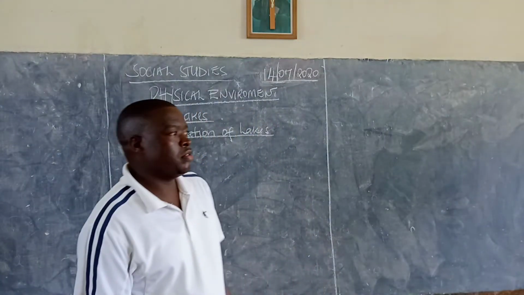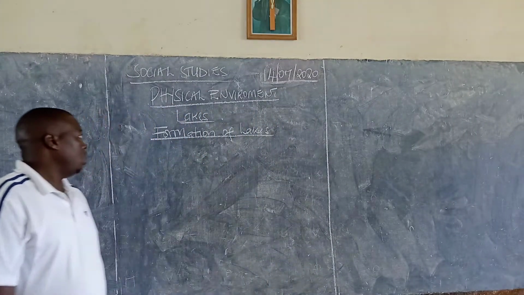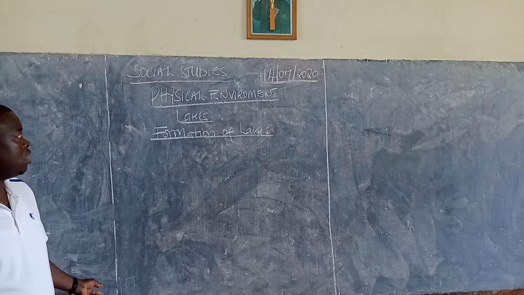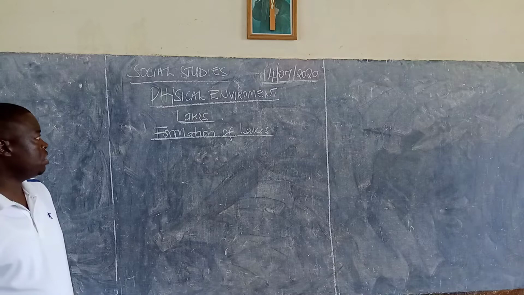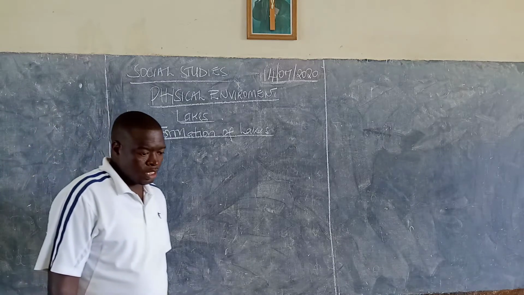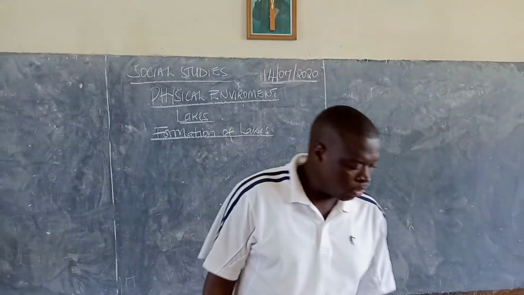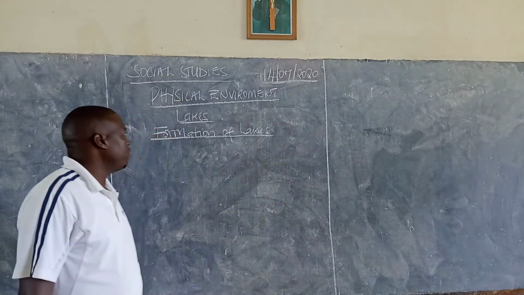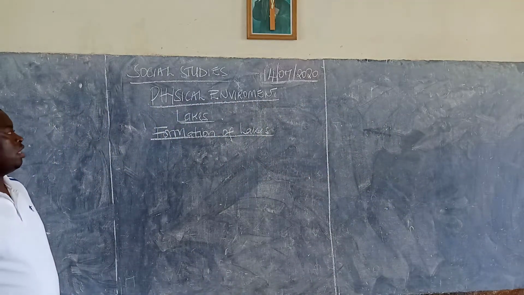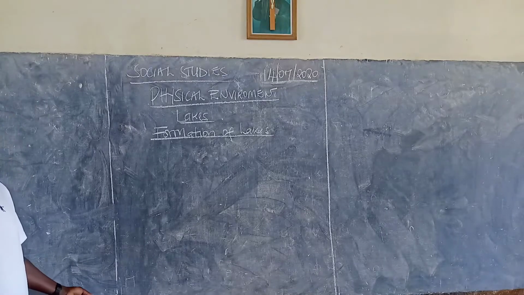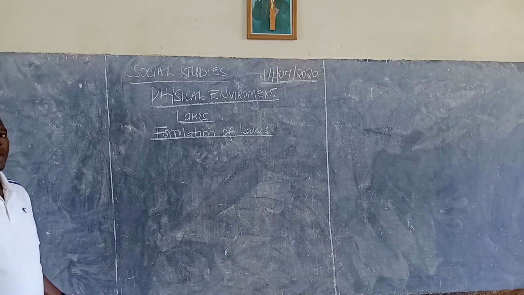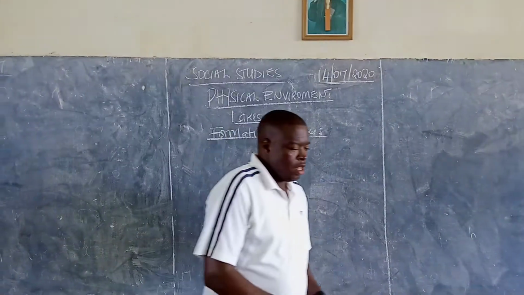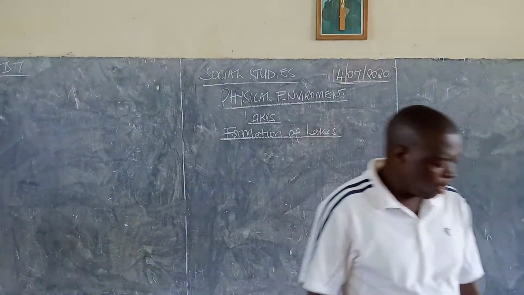So, our lesson today is formation of lakes. The last lesson, of course, we described how the lake is formed, and we saw we have salty lakes, and at the same time we also have freshwater lakes. But today, of course, we want to see how these lakes are formed.